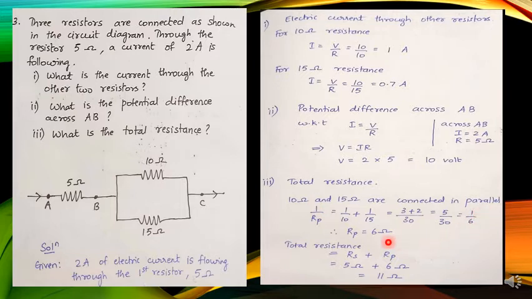But what should we find? We should find Rp. From this 1 by Rp, we should find Rp. How can you find? If you reciprocate, you will get it. What is the reciprocal value of 1 by 6? It is 6. So the equivalent resistance when these two resistors, that is 10 ohms and 15 ohms, are connected in parallel is 6 ohms.